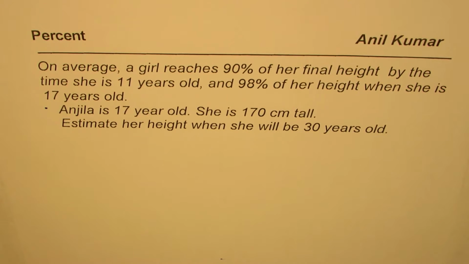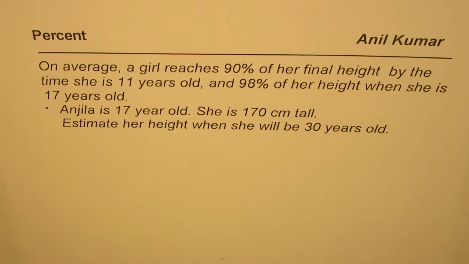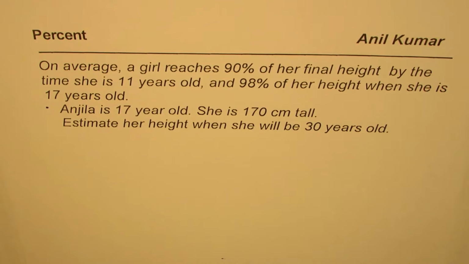I'm Anil Kumar, and in this video we'll utilize some information on percent increase and then evaluate the height. The question is, on average, a girl reaches 90% of her final height by the time she is 11 years old and 98% of her height when she is 17 years old.